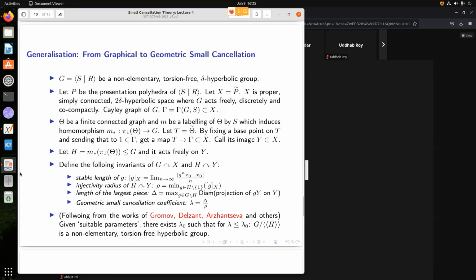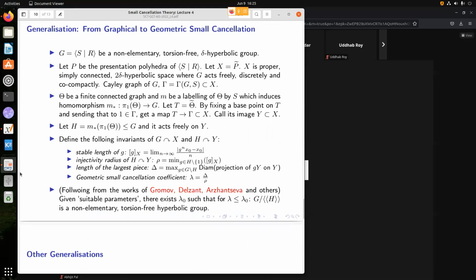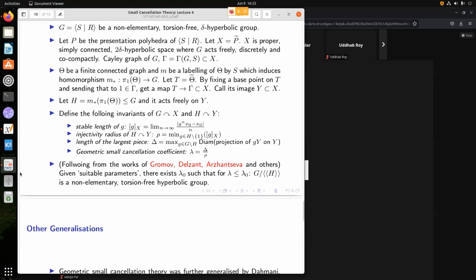Okay. So we take a labeling of theta by these generating elements, and we get a corresponding map from the universal cover of the finite graph theta inside the Cayley graph of G. Call the image X. Now we are essentially doing the same thing as before, but not in the free group situation. We are doing it in a little more general situation.